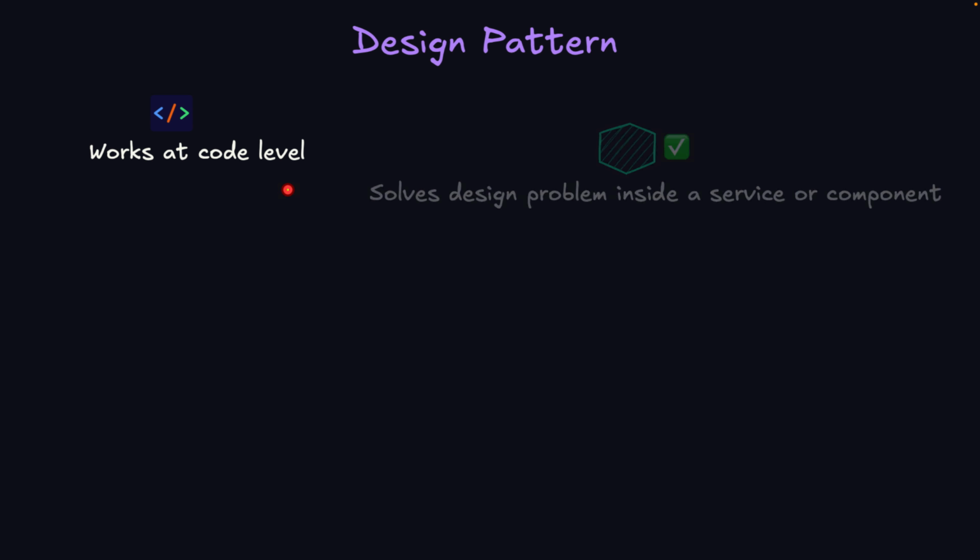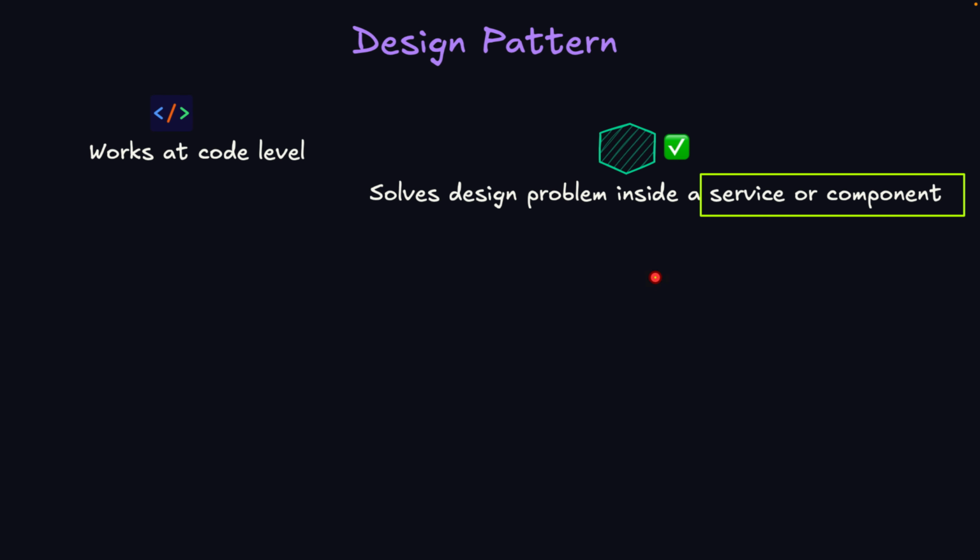Next, let's look at design pattern. Design pattern basically works at code level. So this solves design problems inside a service or component. So this is where it differs. Architecture pattern solves the problem at system level. Here, the design pattern solves the problem at code level within a service or a component. So this is the important distinction between architecture pattern and design pattern.